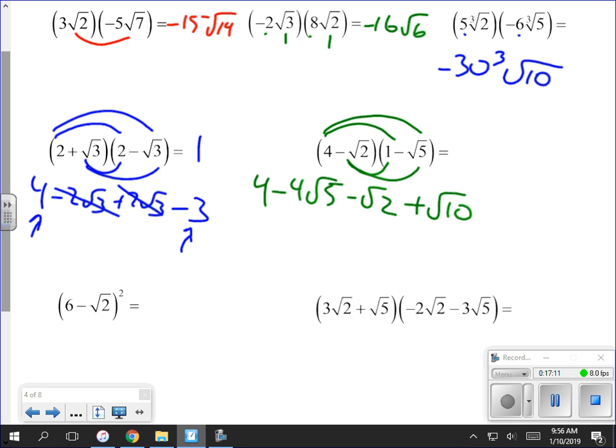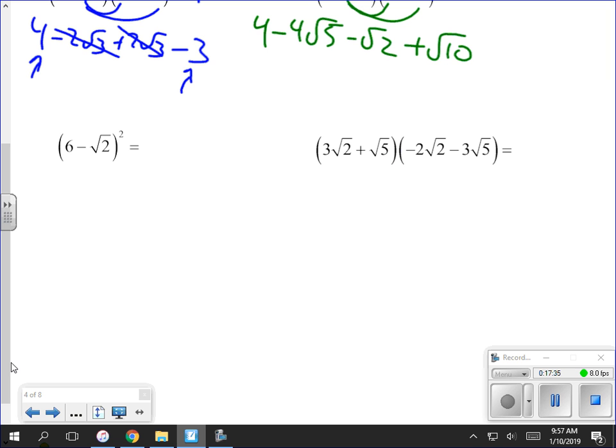Do I have any radicals? No. Can I simplify any of them? No. Square root of 10, there's no perfect square that goes into it. 2 and 5 are primes. It's the way they are. It's done. That's my answer. I can't do anything to it. I'm finished. Okay.